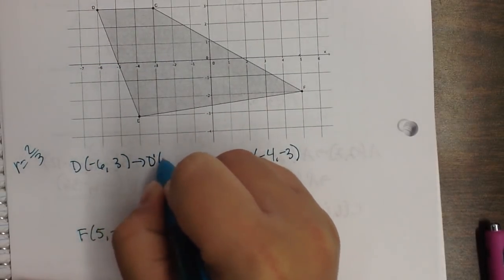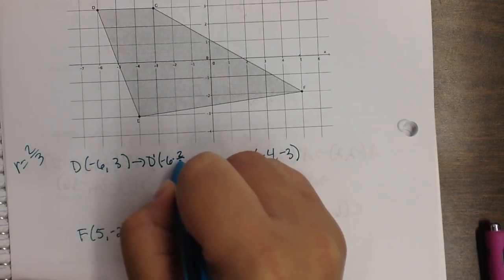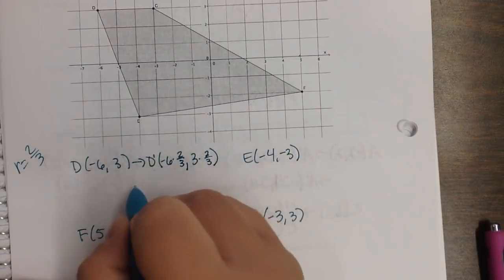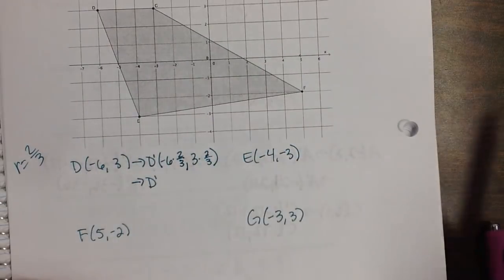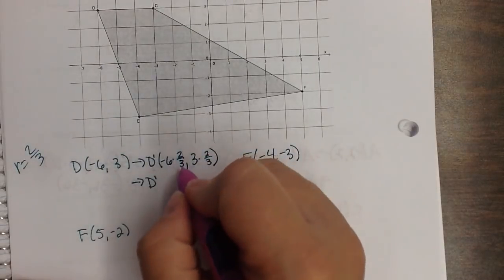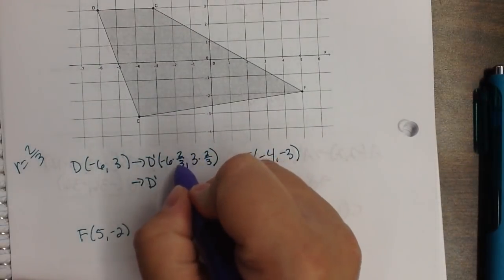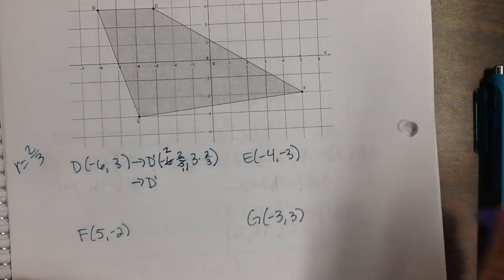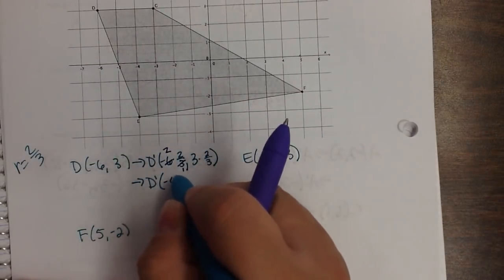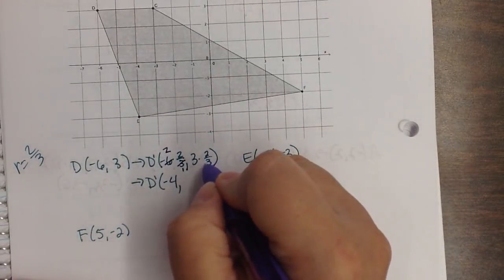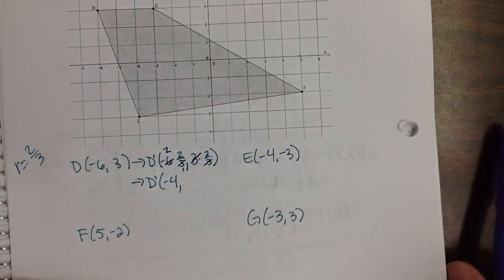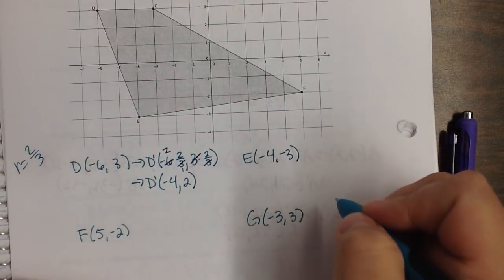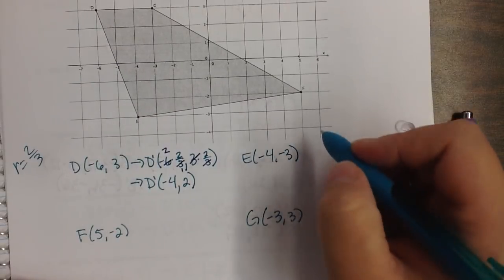So D prime would be -6 times 2/3 and 3 times 2/3. Okay, I know that 3 will go into itself once and 3 will go into itself twice. So -2 times 2 is -4. Those 3's will cancel each other out, so we're only left with 2. Okay, so D prime would be at -4, 2.